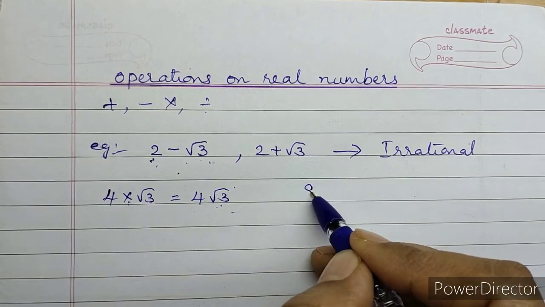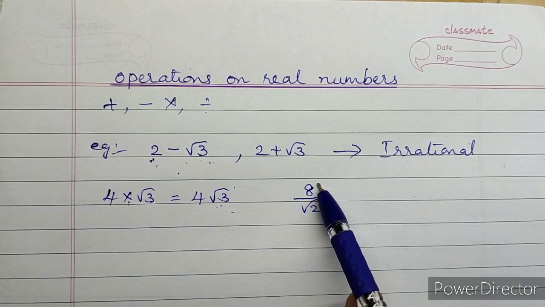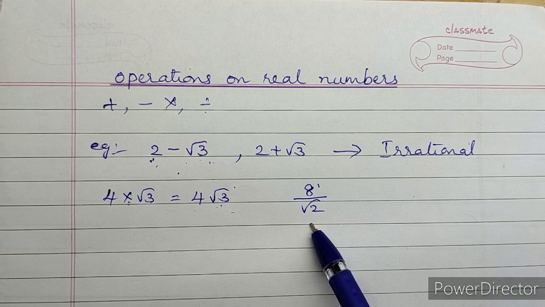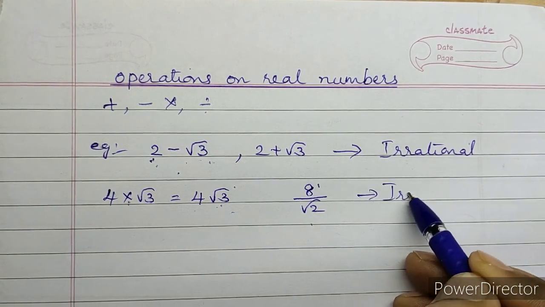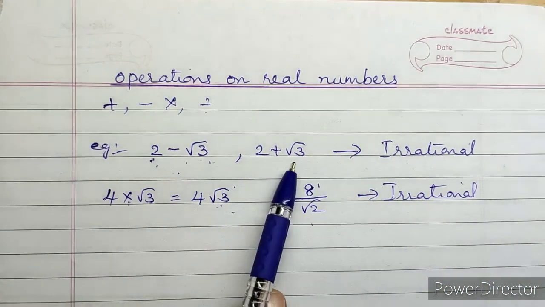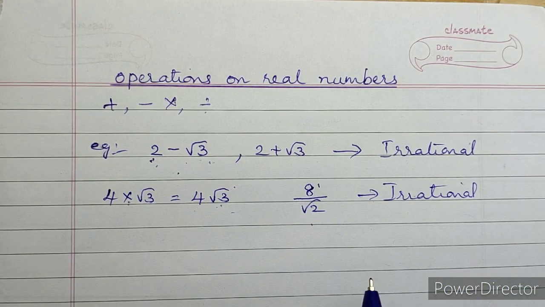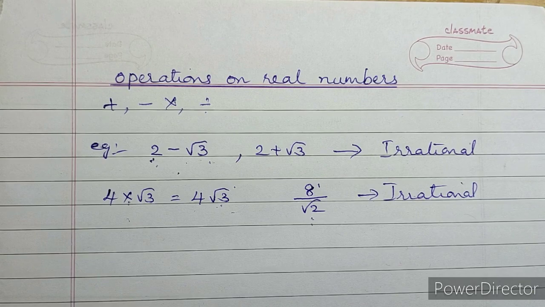Similarly, if it is 8 by root 2, a rational number divided by an irrational number, the result is always irrational. So, addition and subtraction of rational and irrational, multiplication and division of rational and irrational, are both irrational only.